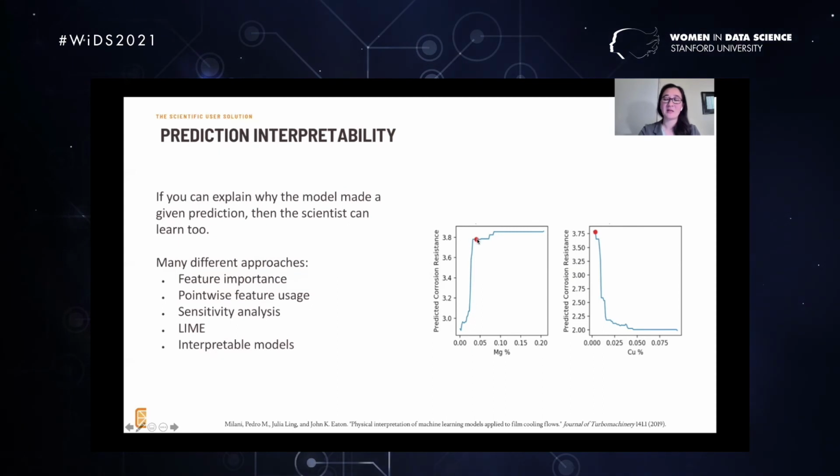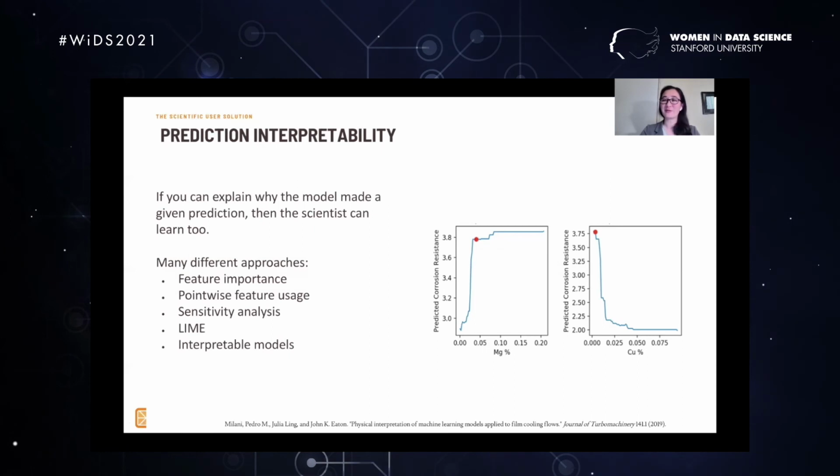In this case, our machine learning model was predicting corrosion resistance of a material, of an alloy, and the prediction for the particular alloy of interest is in red. And then what we've done is we've varied one of the important features, the magnesium fraction in this alloy, and held everything else constant to see what the model predicts for neighboring alloys where that one feature has been varied. And what we can see is that the model predicts that if you decrease the magnesium fraction, then there's a significant drop off in corrosion resistance. And similarly, if you increase copper fraction, then there's also a significant drop off in performance.